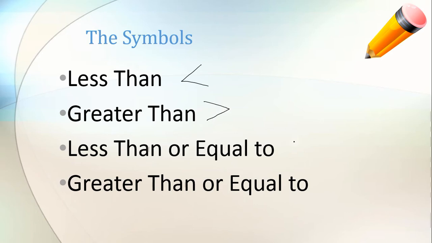Less than or equal to is the less than arrow, but then it has a little line underneath it, if you remember. And then greater than or equal to is an arrow pointing to the right with a line underneath. So make sure these get down in your notebook, especially if you have a lot of trouble identifying them, because we're going to be using them consistently throughout this chapter.